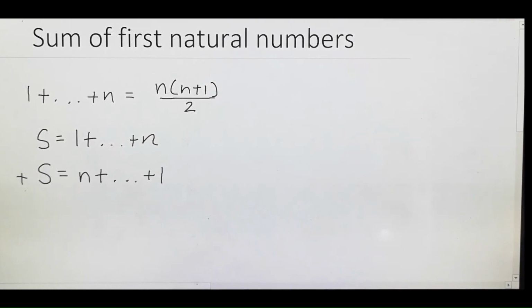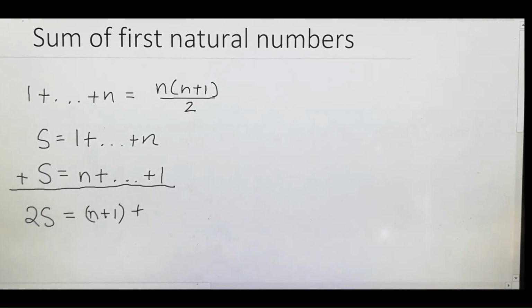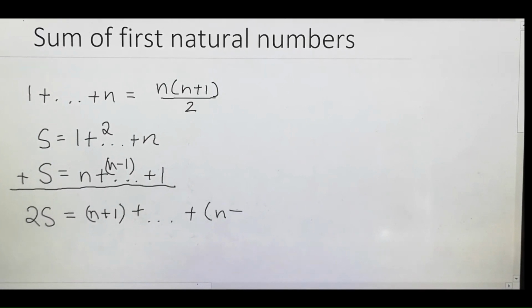And now what he did was that he added these two equations together and got 2s is equal to, so here 1 plus n is n plus 1. And then here you're probably going to have a 2, or an n minus 1, depending on the size of n, you might get this. So 2 plus n minus 1. It's also going to be n plus 1, but I'll just leave it as ... plus the last sum is n plus 1, which is n plus 1.